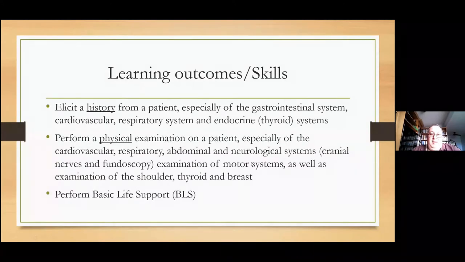So with regard to the outcomes and skills we'll be teaching you, and hopefully you'll be learning, the history taking will be confined to the gastrointestinal, cardiovascular, respiratory, and endocrine systems. The physical examination will be similar. We expect you to demonstrate the ability to physically examine a patient who has cardiovascular, respiratory, abdominal, or neurological issues, particularly the motor systems of the neurological system, as well as to examine things like the shoulder, thyroid, and breast. Some of this is done through simulation, and I'll come to that in a little bit. We also would expect you to perform basic life support and demonstrate proficiency at that.